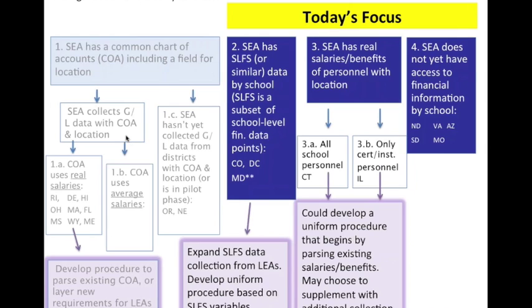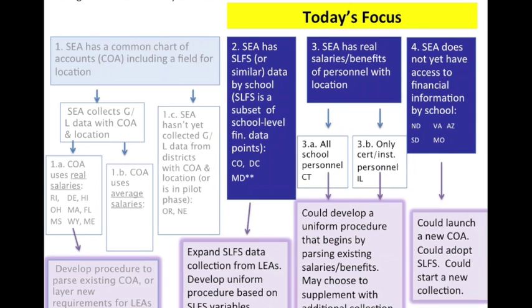If you do not have access to any financial information, you're in this last bucket, you might choose to adopt a new chart of accounts, bypass these other options and go straight toward doing that. It will probably be a multi-year effort, and those take some time getting going. But you could also potentially start a new collection. You could say, well, I want to move over to box number 3 where some of those data are going to be handy if I ask for them.